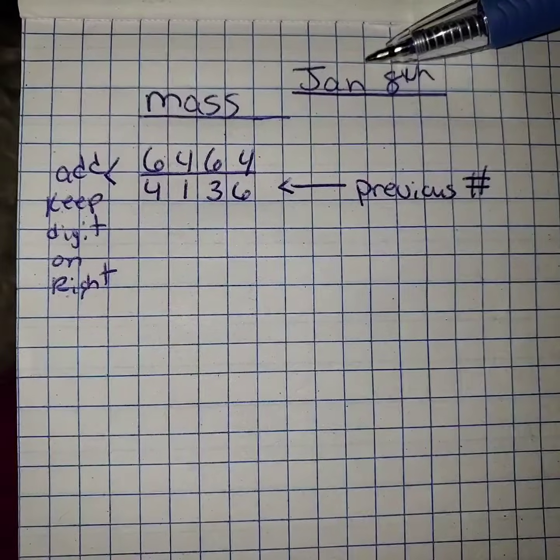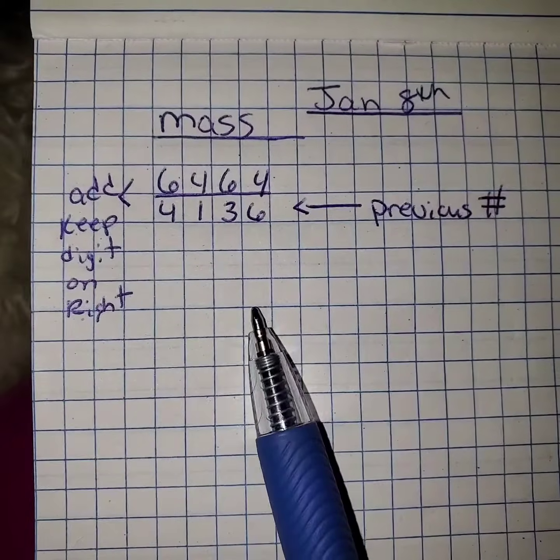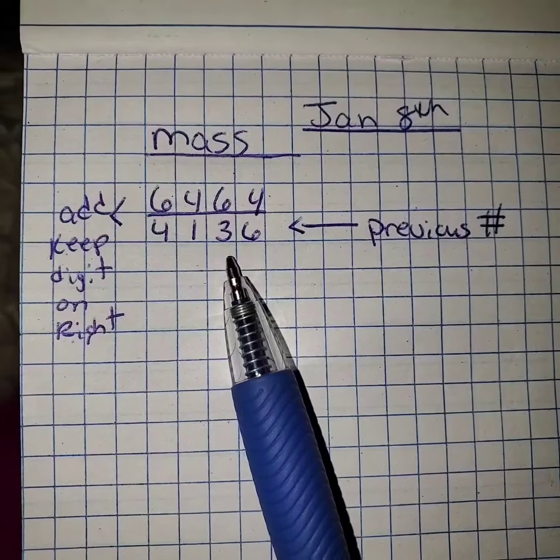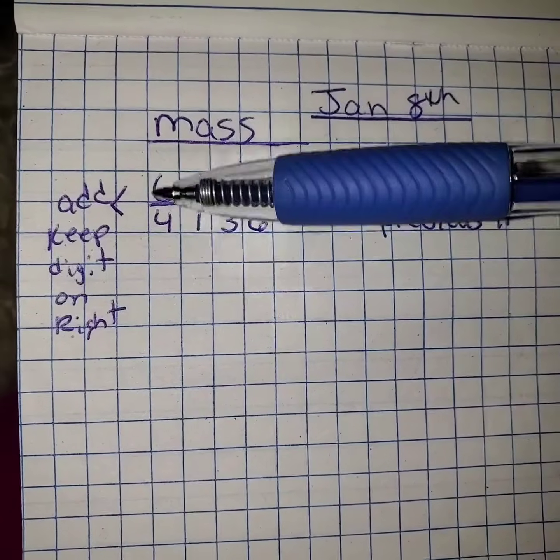We're looking for the number to predict out for January 8th. All right, so just follow along with me. 4136 was the previous winning number. That's the one you're going to place underneath it. What you will do then is add your 6 plus your 4. That's going to give you 10.